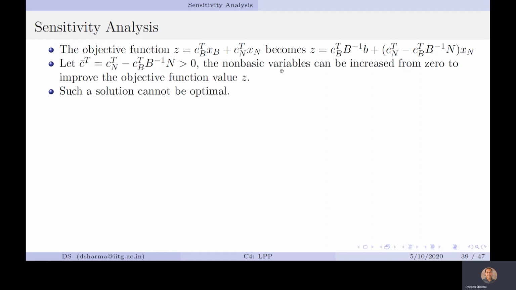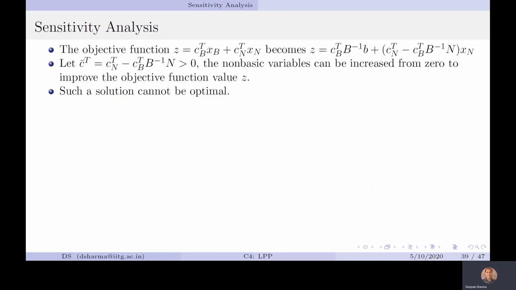This means that the non-basic variables can be increased from 0 to some value so that it will improve the objective function value z. So we can say the solution cannot be optimal. This is exactly the same situation when we talk about the optimality condition.